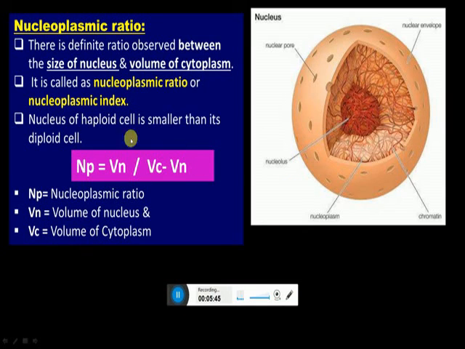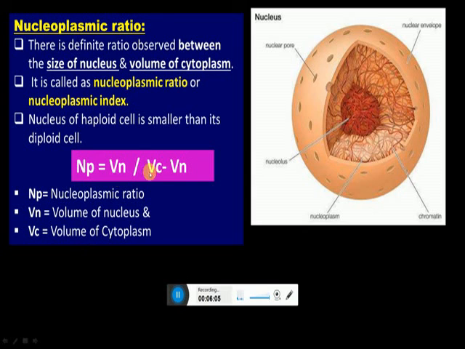So this formula is important in view of examination. It is always asked to define or explain what is nucleoplasmic ratio. You have to write the formula: NP equals nucleoplasmic ratio, Vn equals volume of nucleus, Vc equals volume of cytoplasm.